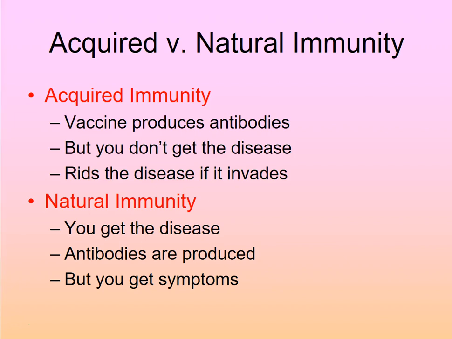Other ways in which we get immunity is we get acquired immunity, where we do vaccines, and these vaccines produce antibodies so we don't get the disease. Or you get the disease, and that disease produces the antibodies, so it can get rid of it. Either way, acquired versus natural immunity.